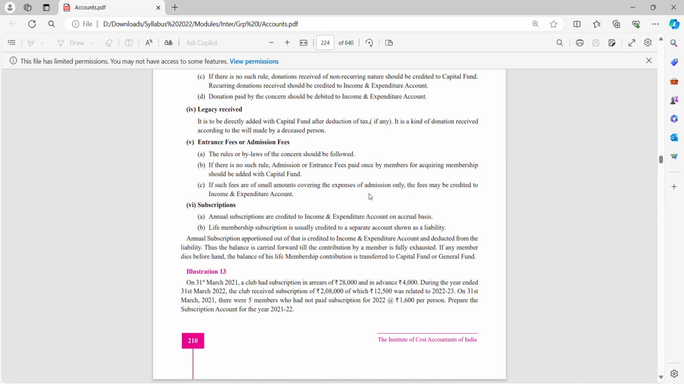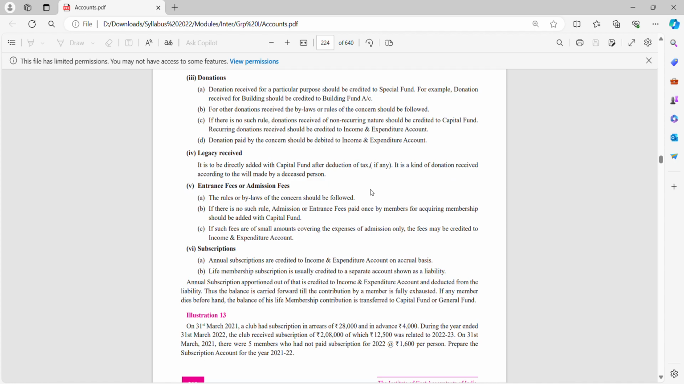Legacies received are to be directly added to capital fund after deduction of tax. That is, you have to take it to the balance sheet. Entrance fees or admission fees are recurring in nature. If considered as recurring, they will be taken to your normal income and expenditure account. But if there is no such rule, or the institute or trustee has no specific bylaw, then it will be treated as capital. It will be capitalized and taken to the balance sheet.